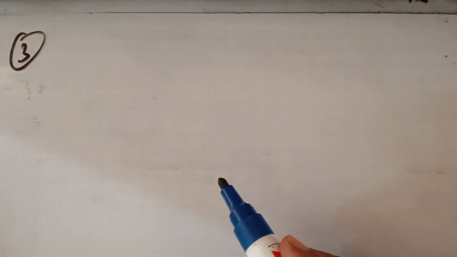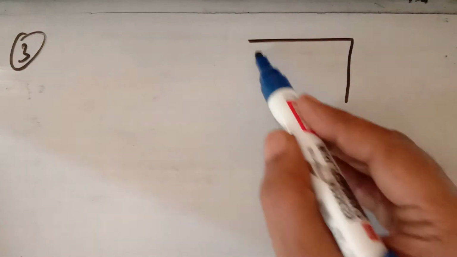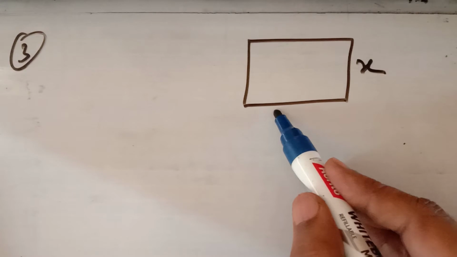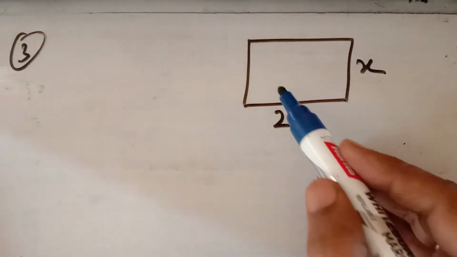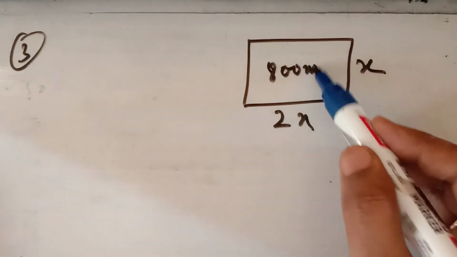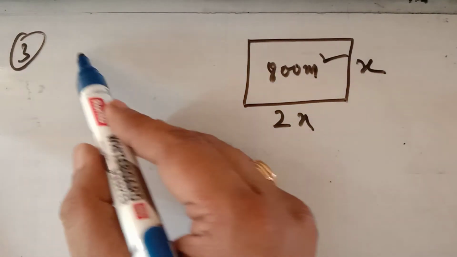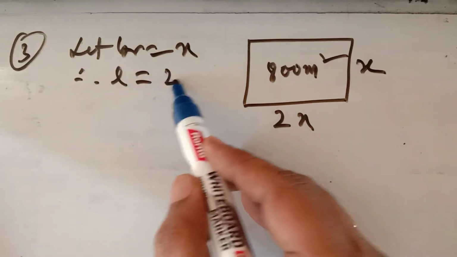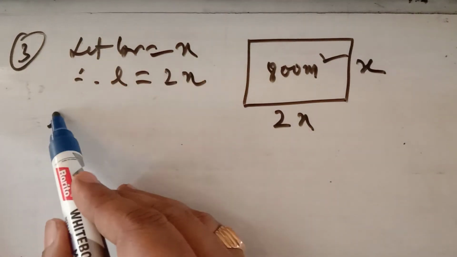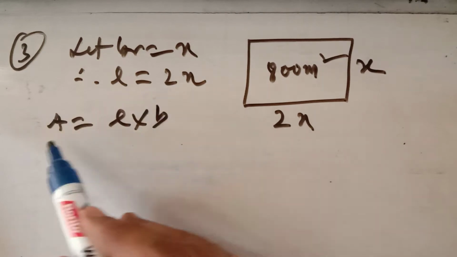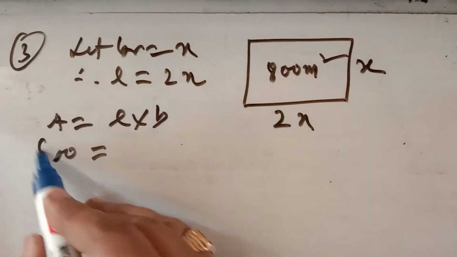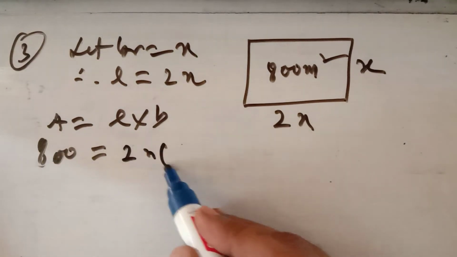Now in question number 3, you have to find whether it is possible to design a rectangular mango garden in which the length is twice its breadth. So let the breadth be x, the length will be 2x, and its area is given as 800 meter square. You have to find whether it is possible. The area is length into breadth, so the area is given as 800 meter square, where the length is 2x and the breadth is x.